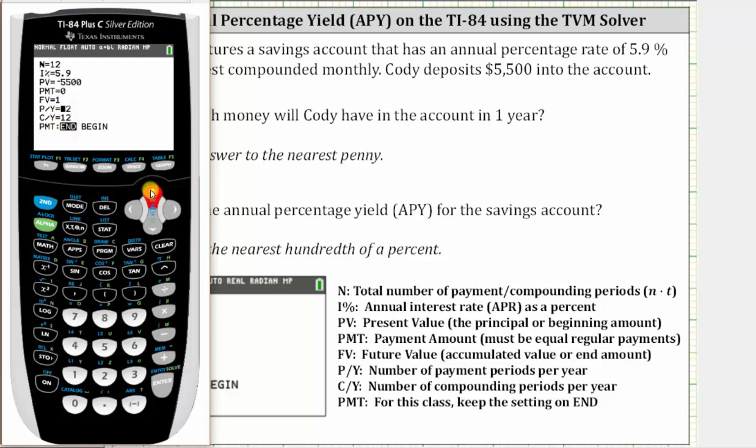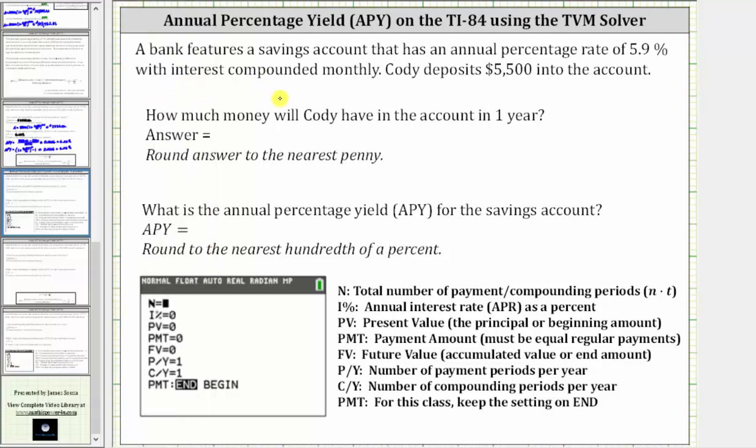And now we go back up to future value and press alpha enter to solve for the future value, which to the nearest cent is $5,833.42. Let's go ahead and record this.